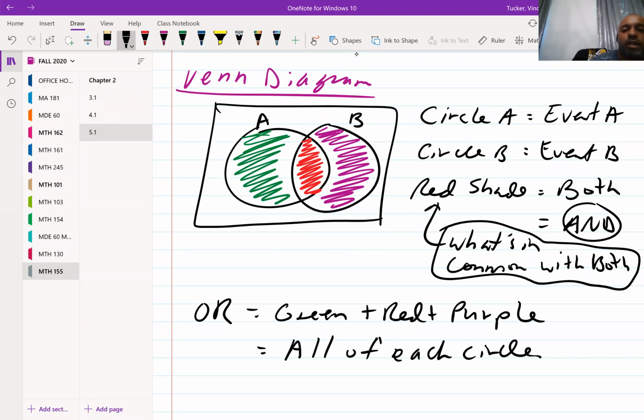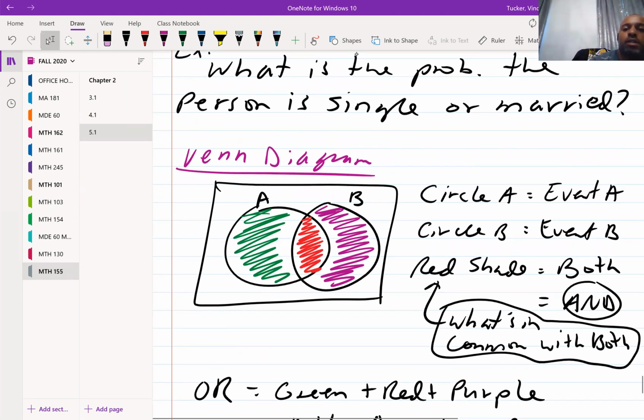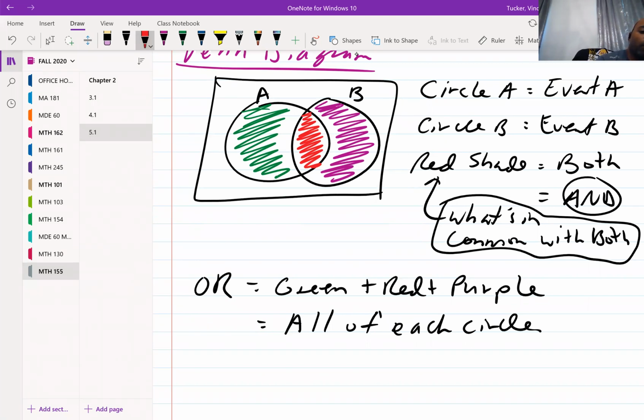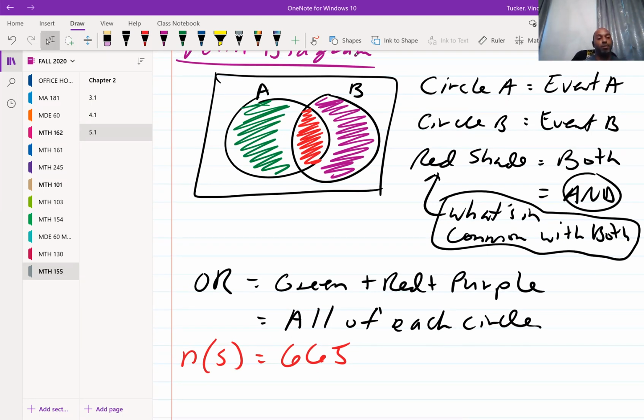All right. So now if we go back to the question, what is the probability that a person is single or married? So we know our sample space still should be 665. We haven't changed the problem, still dealing with the same chart. So now we need to look at being single or married. Also take note, it's impossible to be single and married at the same time, right? Can't be both. You're not dealing with any complicated situations here or any entanglements. It's just being either you're single or you're married. So as far as this chart is concerned.